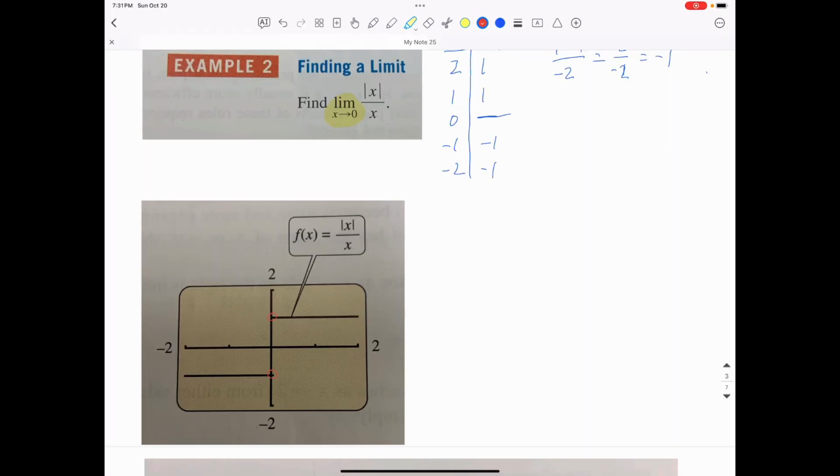And yes, she's right again. The limit does not exist.